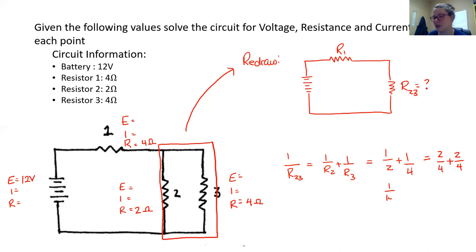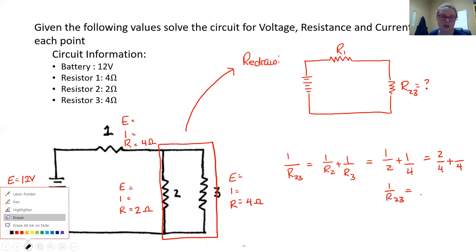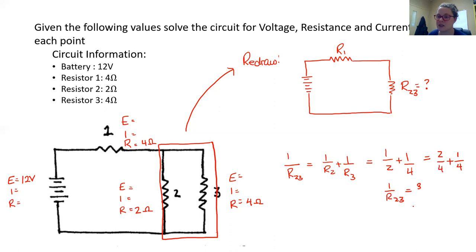And we get 1 over R23 equals, whoops, did anybody catch my mistake? I meant to write a 1 over 4 and I wrote a 2 over 4 here. There we are. 1 over 4, so that gives 3 over 4. So R23 is equal to 3 over 4 flipped, which gives 4 over 3, which is 1.33 ohms. So we can actually go back and do some solving in this circuit.